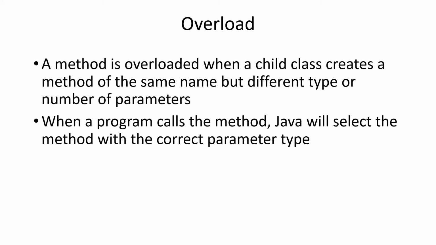Overloading is different than overriding. Overloading is when you create a method with the same name, but a different type or a different number of parameters. Therefore, when you call that method, Java selects the parent or the child class depending on which one has the correct parameter types. If they both have exactly the same parameter types, then it's overriding and will always use the child class's method.